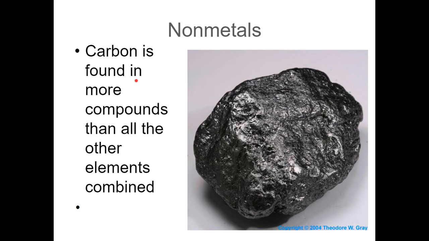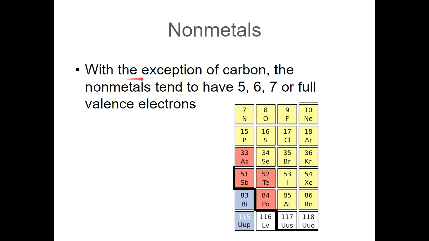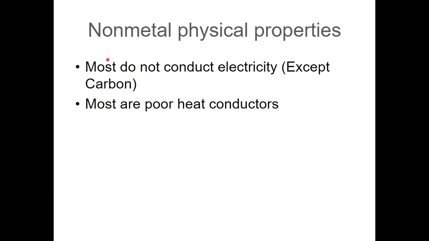Carbon is found in more compounds than all other compounds combined. We are carbon based. All living things are carbon based on this planet. So carbon is a very, very plentiful element on Earth. With the exception of carbon that has 4 valence electrons, the nonmetals tend to have 5, 6, 7, or full valence electrons.